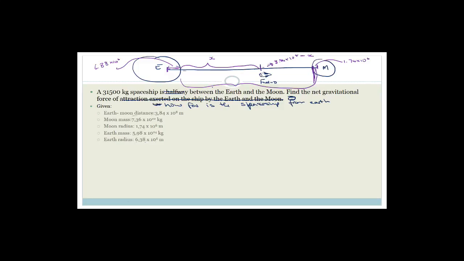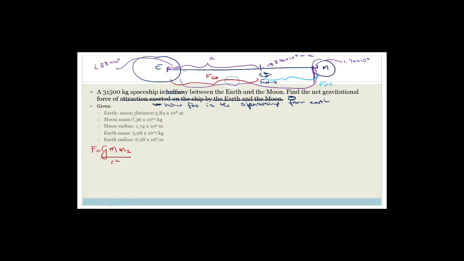And now we're going to work it out again. We're going to look at this side here and work out the force of the Earth on the satellite. Then on this side, we'll work out the force of the Moon on the satellite. Remember, they're equal because the net force is zero. And then we're going to solve for x. So let's do that, starting with the red. We know that F is G mass 1 mass 2 over R squared.